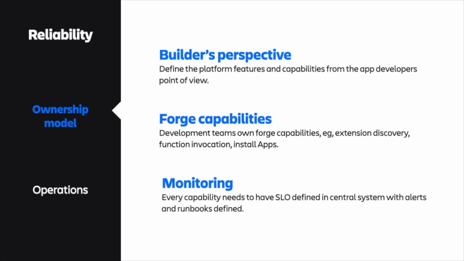Some of these would be core Forge capabilities. The Forge end-to-end flows look like extension discovery, function invocation, and installing apps. And it's the individual teams who own the flow end to end. Also, even though these flows are powered by separate services working together, we have added monitoring to them, along with SLOs, which are the service level objectives we aim to achieve. We monitor them, and we have also got alerts and runbooks attached to them.